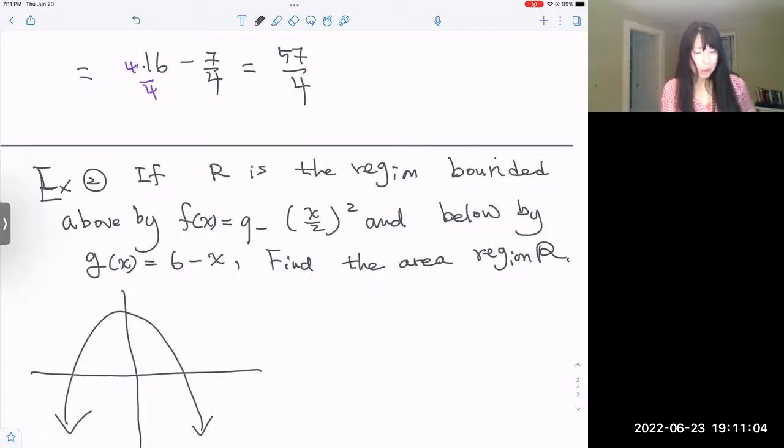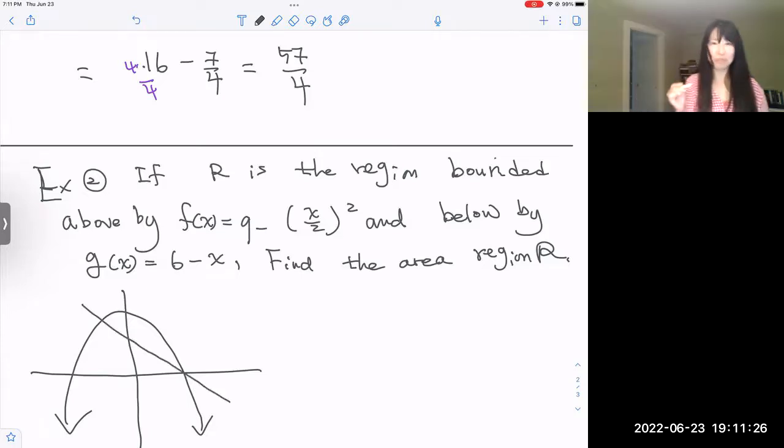A parabola opening downwards, and then a straight line with negative slope, 6 minus x, with y-intercept 6. So this will be f of x, and this will be g of x. All right, so we want to find the area between here.